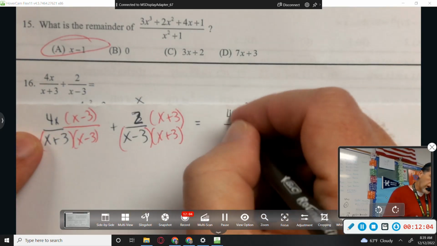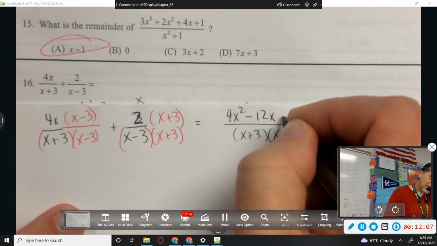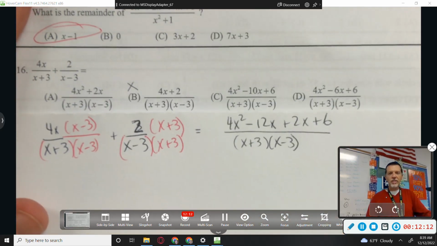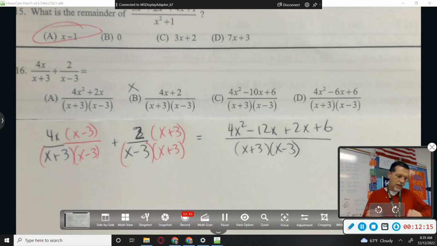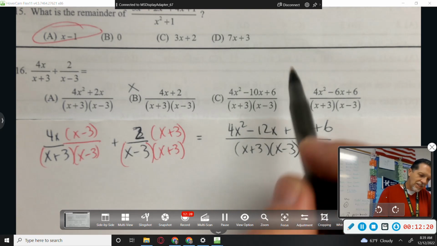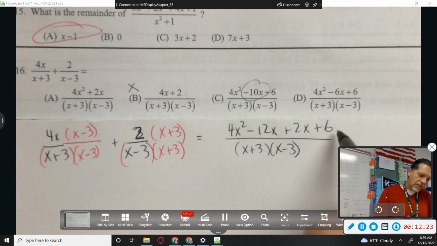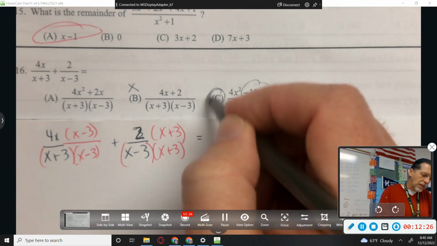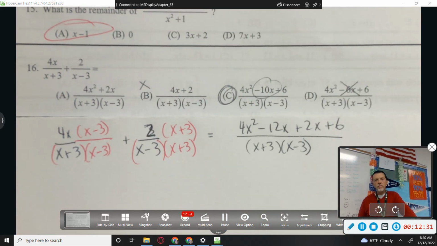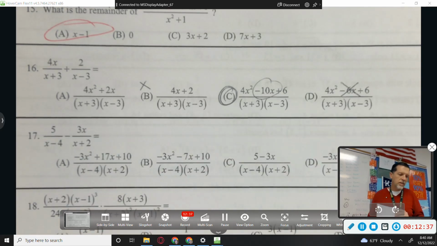So 4x squared minus 12x plus 2x plus 6. And at that point, we probably start looking for our answer choices because I don't need to write anymore. 4x squared minus 10x plus 6. So I don't know where that minus 6x would have come from, but answer choice C. Definitely answer choice C. But the big deal was get a common denominator in order to add, or in number 17's case, subtract fractions.